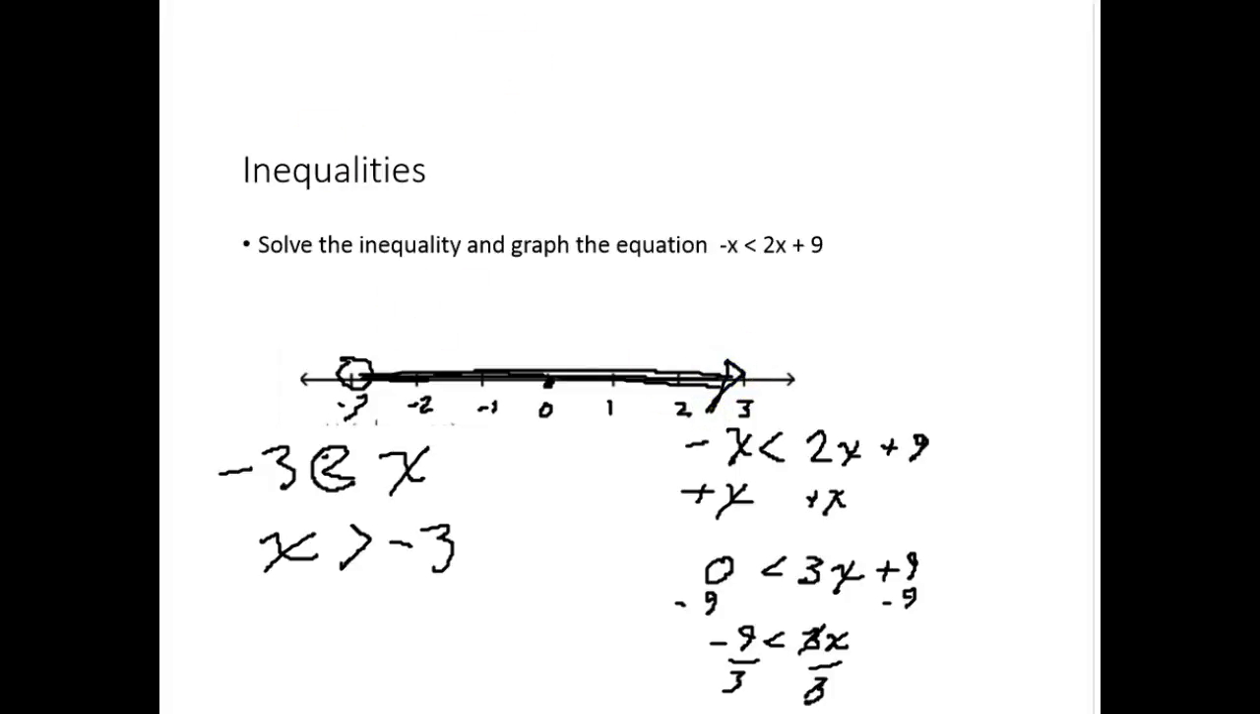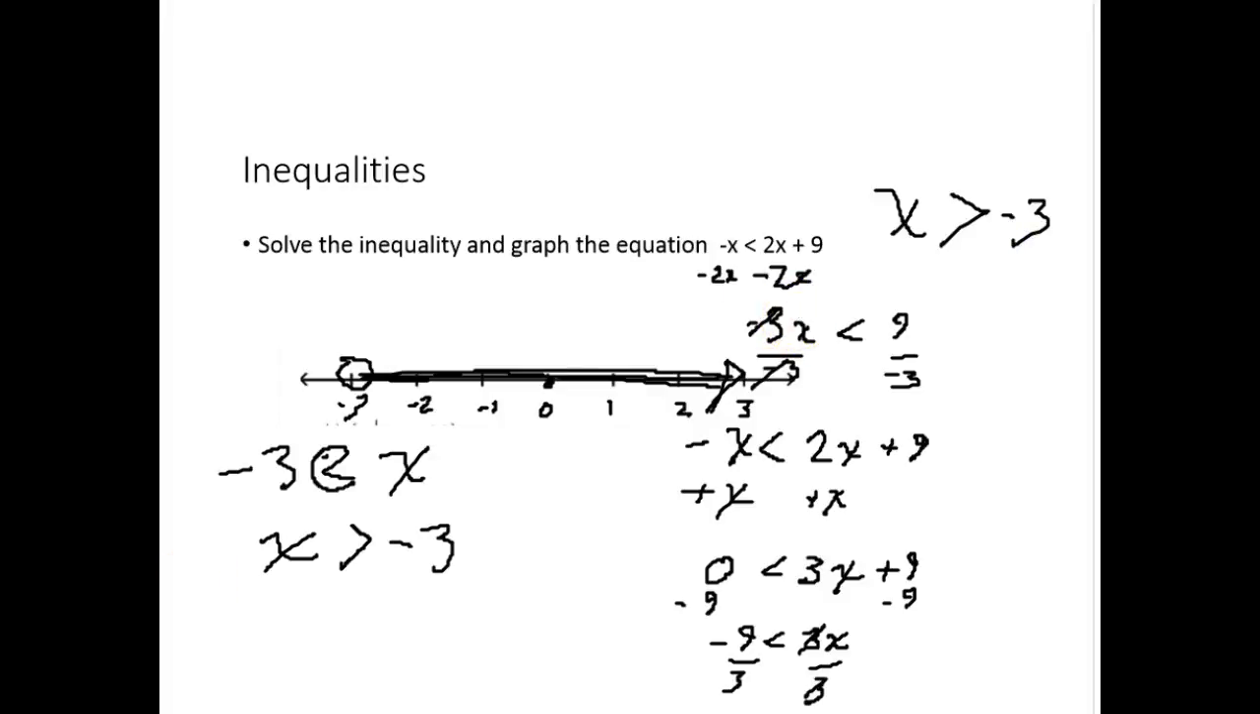Pretty cool. You say, well, Brent, could I have just gone ahead and subtracted 2x from both sides? You could have. Look what happens. Subtract 2x. Some of you might think this is easier. I get negative 3x is less than 9. Divide by negative 3. And remember, when I divide by a negative number, I change the direction of the sign: x is greater than negative 3. I get the same answer.